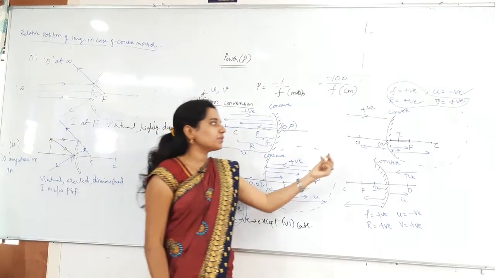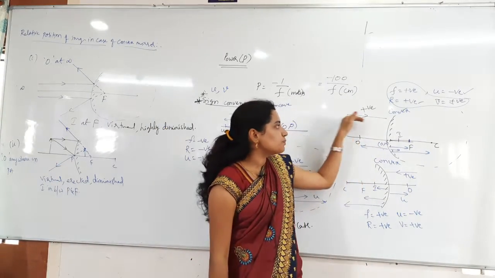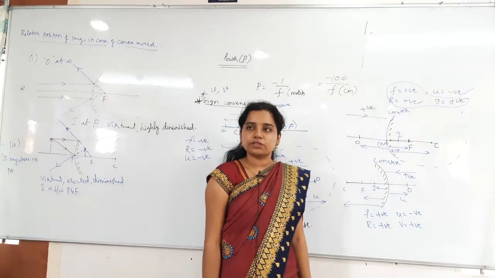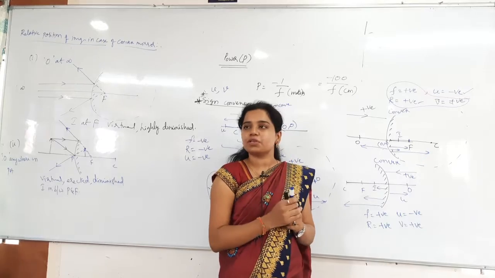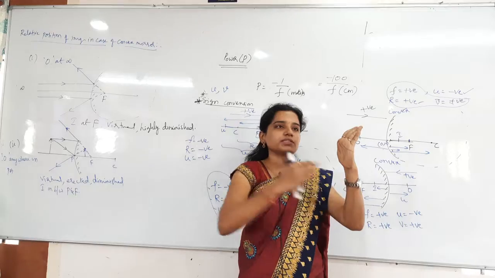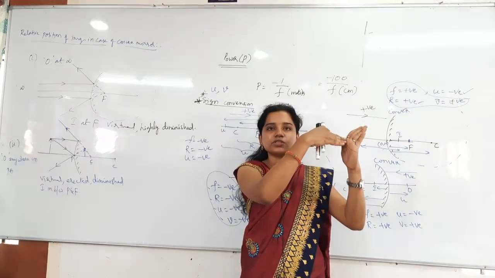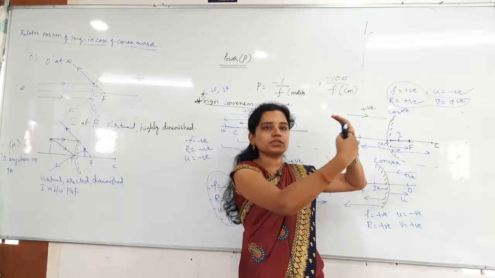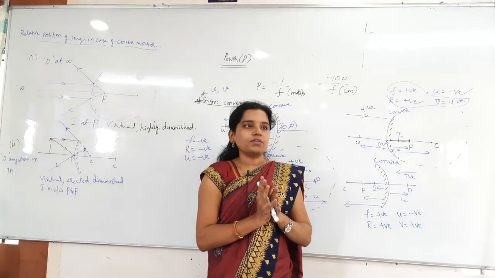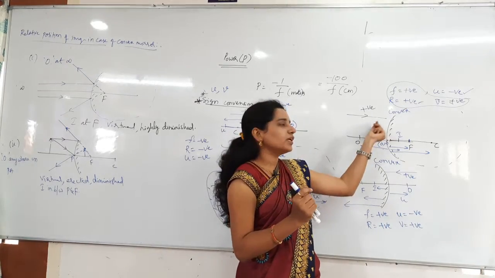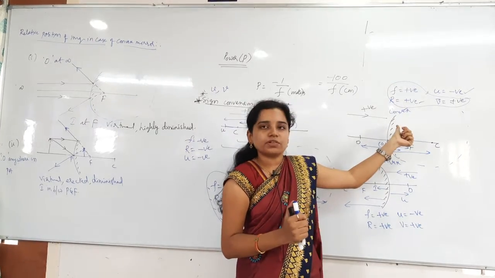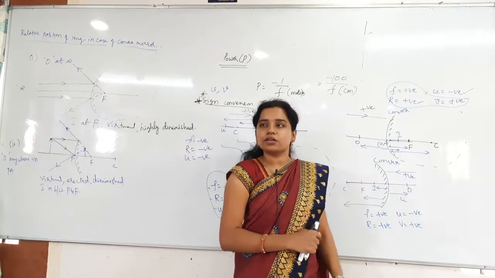Then for the convex mirror, I have taken the right side as positive, because the incident ray will fall on the reflecting surface. That is based on the orientation of the mirror. If the convex mirror is kept like this, left to right is positive. If the mirror is kept the other way, right to left is positive. So you should not remember by direction; always remember the orientation. The positive direction is taken towards the reflecting surface.